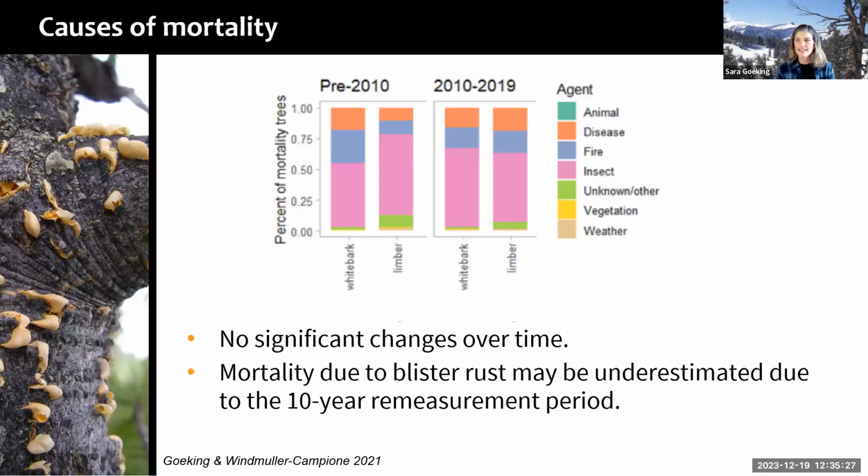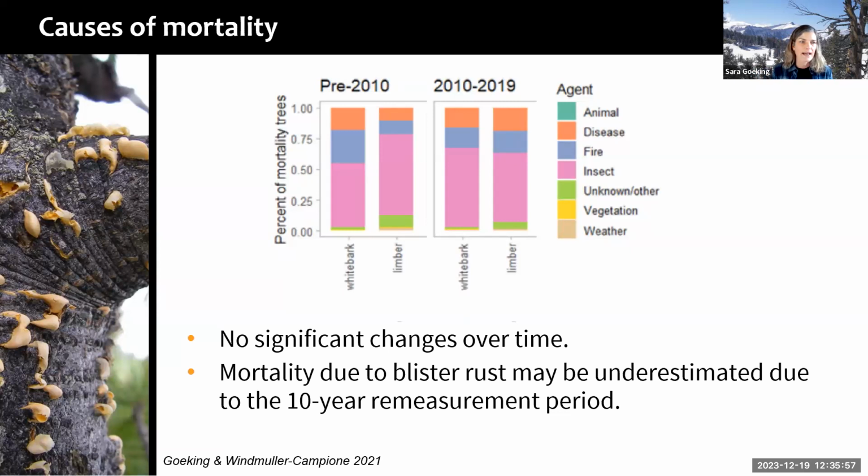Okay, what's killing these trees? I mentioned earlier the caveat about blister rust and the 10-year measurement cycle. So you can kind of see what I was talking about here. I'm not sure if anybody has the data to show or to confirm that we're underestimating blister rust prevalence. This suggests that that's true, though.